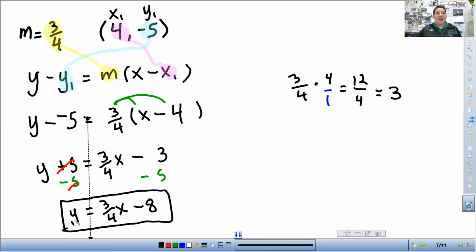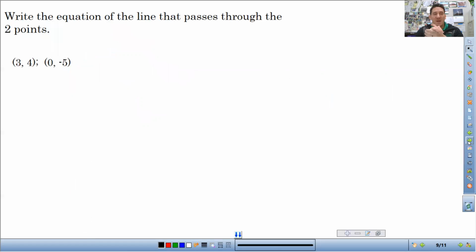So that's what you need to do if you're given a slope and a point. The last thing we need to talk about today, so we just have a couple more problems, is what to do if you're given 2 points. All right. So we have half the information that we need. We have a point. So what we need to figure out is a slope. And to figure out the slope, we can just use that formula that we've learned.